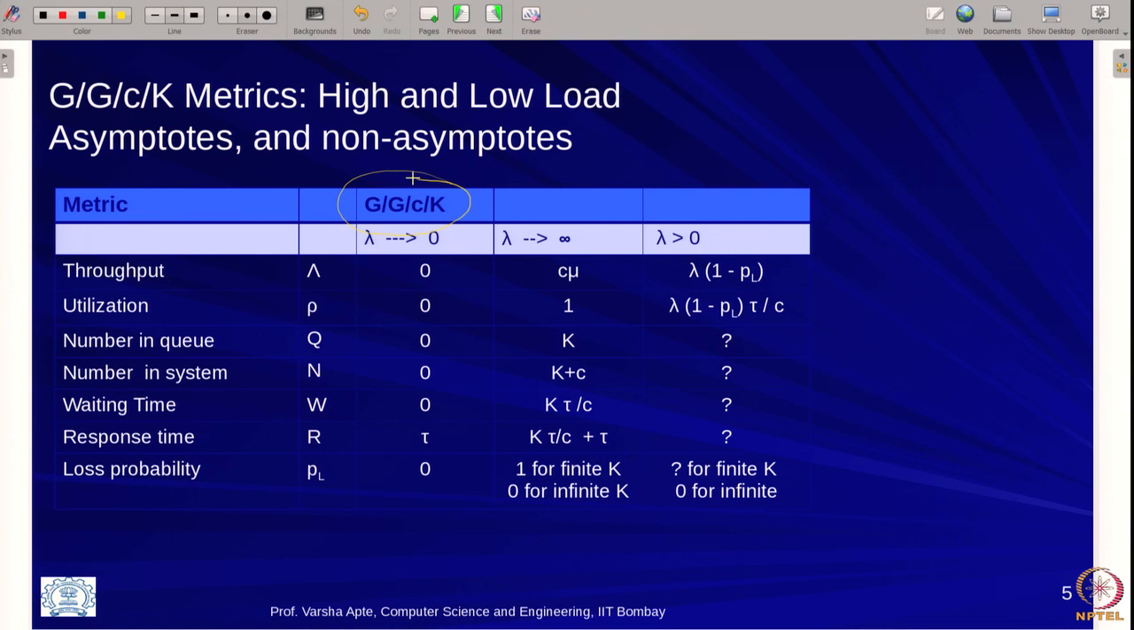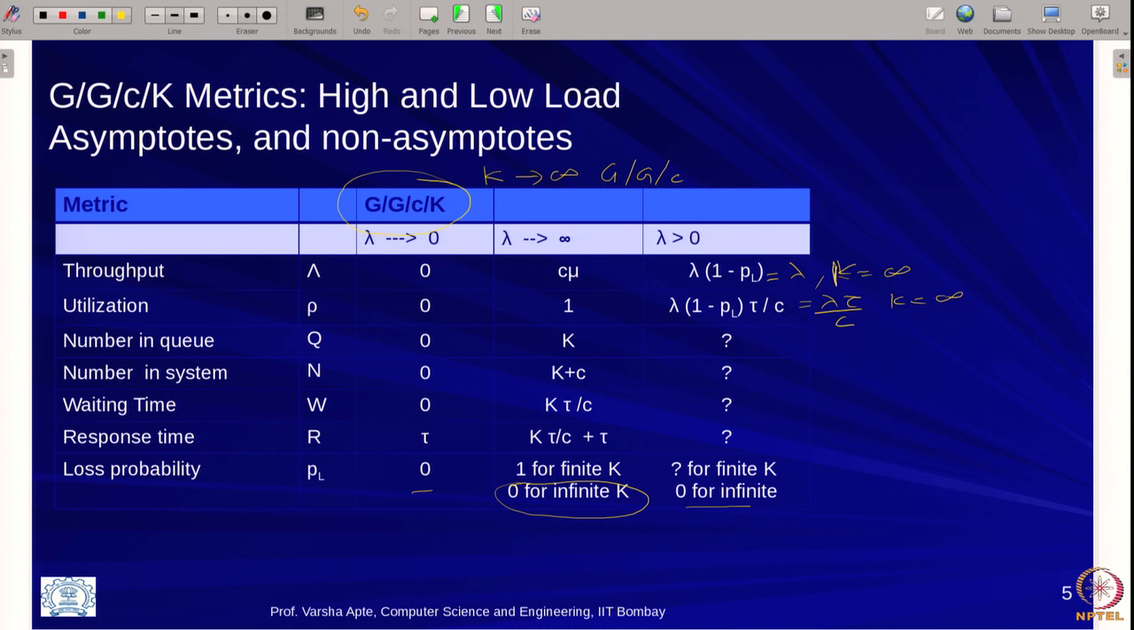Some of these metrics, if you just put k going to infinity, then these give you the GGC with the infinite buffer. Those are the metrics it gives you. For example, we know that there is no loss in infinite buffer systems, so PL becomes 0 for infinite k. Loss probability for any value is basically just 0 if there is an infinite buffer. And here also this becomes lambda if k is infinity, and this is also equal to lambda tau by c if k is infinity.